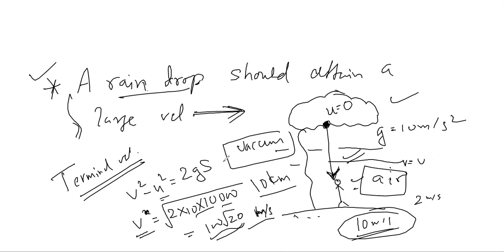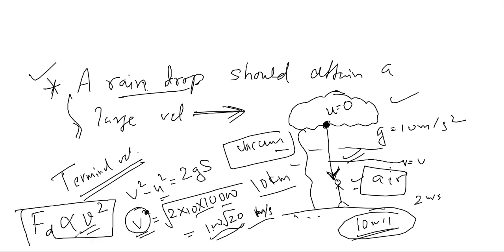This reduces a lot because if velocity is more, then the dragging force will become the square of that velocity. This is the air dragging due to which we can enjoy the rain. So this is about drag and terminal velocity.